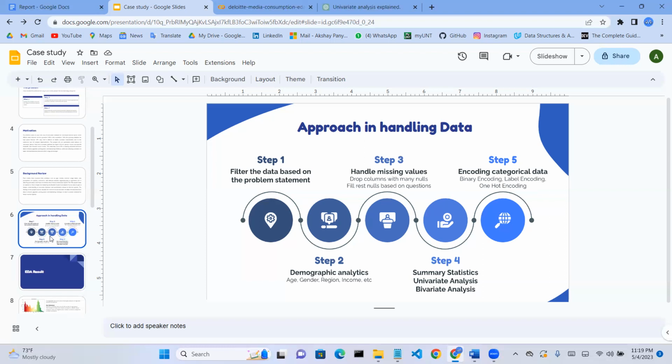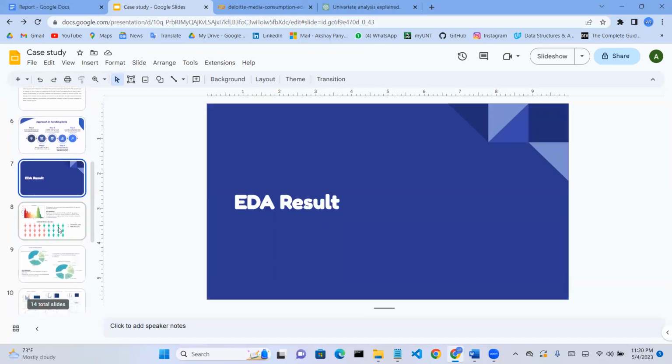I have a few hypotheses, and in order to prove them, I have to show statistics of the data, whether this data may be useful or not. So I have used three kinds of statistics: summary statistics, univariate analysis, and bivariate analysis to back up my words. My future work will be encoding categorical data into binary encoding, label encoding, and one-hot encoding. So this is the process I'm going to follow, and the results I have got are as follows.